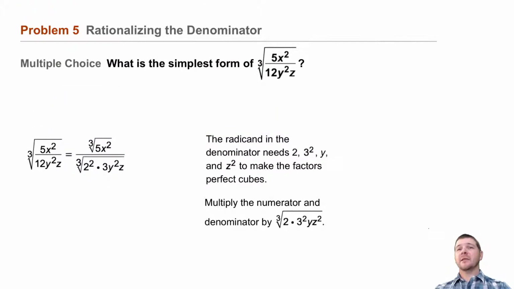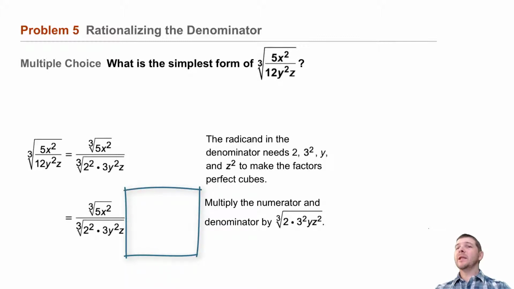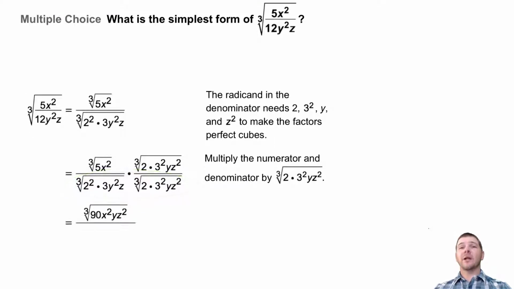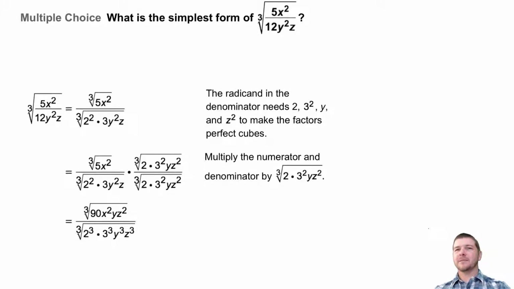So we'll multiply this fraction by 1, but 1 written as the cube root of 2 times 3 squared times y times z squared over the cube root of 2 times 3 squared times y times z squared. And pay special attention to what happens in the denominator. The numerator becomes the cube root of 90x squared yz squared. The denominator becomes the cube root of 2 cubed, perfect cube, times 3 cubed, perfect cube, times y cubed, perfect cube, times z cubed, another perfect cube. So that's going to simplify very nicely.